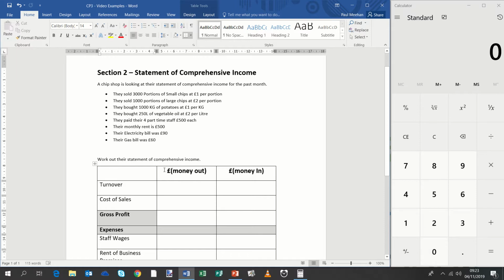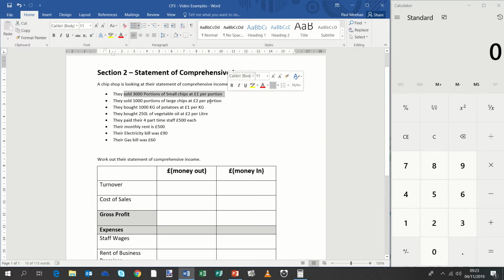So to work out turnover, which you should already be familiar with, which, as I said, is your revenue, the money you're taking over a set period of time, and this is for the past month, as you can see in the question, we need to work out two things. We need to add two quantities together. So 3,000 portions of small chips at £1 per portion, we know that's going to be £3,000. I don't need to use the calculator for this, but you can if you need to for these questions.